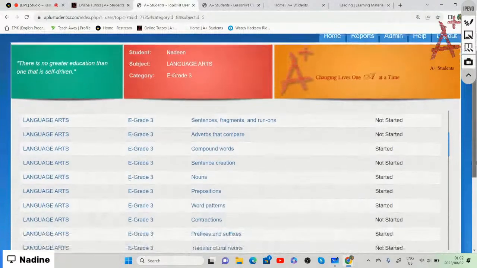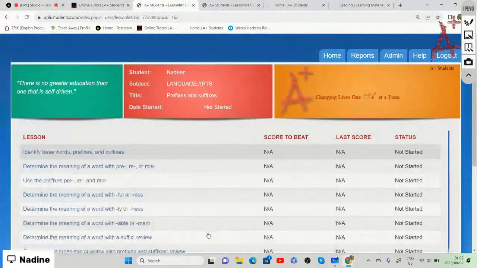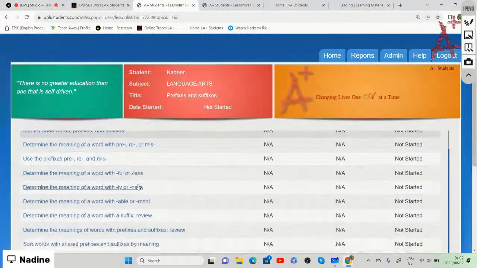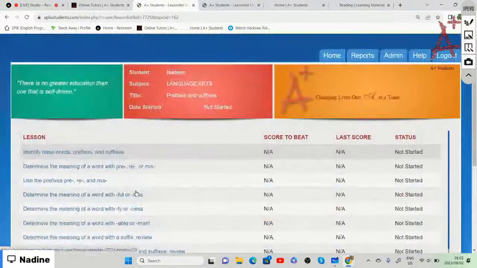So prefixes and suffixes, right? There's going to be a few lessons that we're going to focus on, and we're just going to see how far we get with prefixes and suffixes. Whatever we do not finish, we will complete in maybe the next lesson.